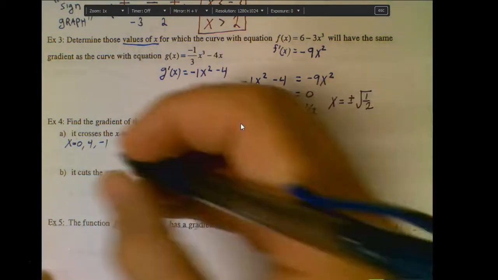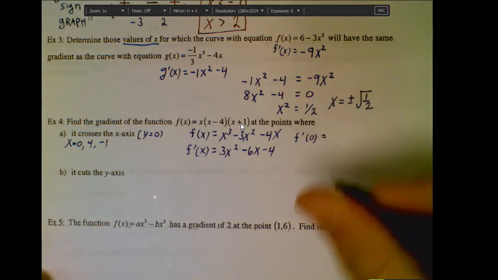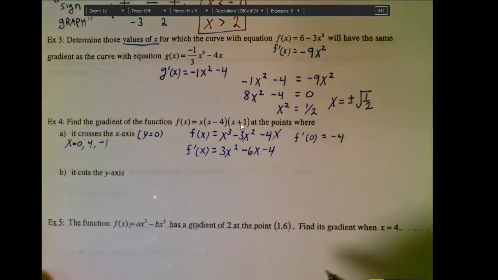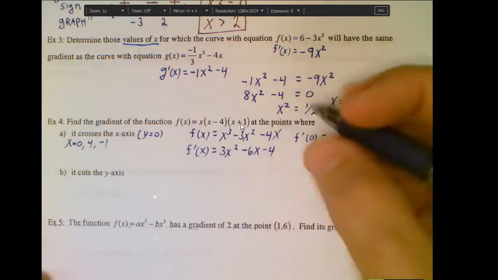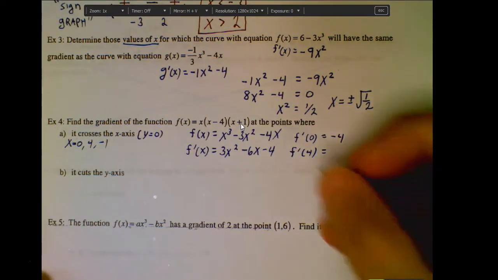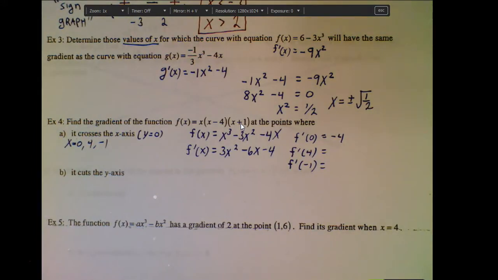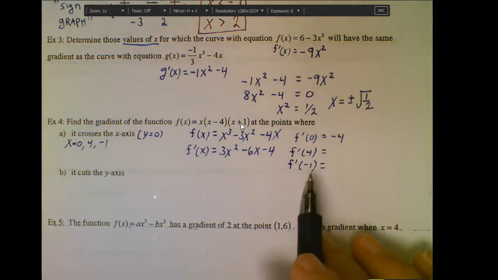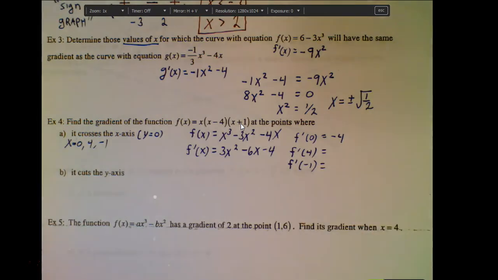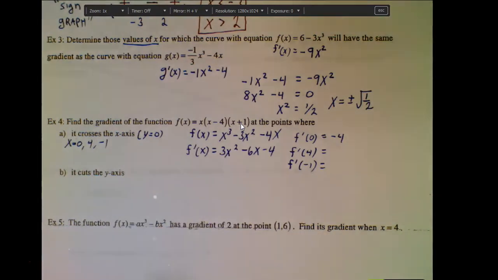So if I start plugging in those numbers, then I can get the three gradients that they're referring to. If I were to plug in a 0, so f prime of 0, I'm just going to get -4 as my gradient. So that's one of the gradients they're looking for. If I plug a 4 into the derivative, then I would get its gradient. And if I plugged in a -1 into the derivative, then I would get its gradient. So if you just start subbing those into the derivative right here, you're going to get the gradients at those points as well. And those are the three gradients that they are looking for in this problem.